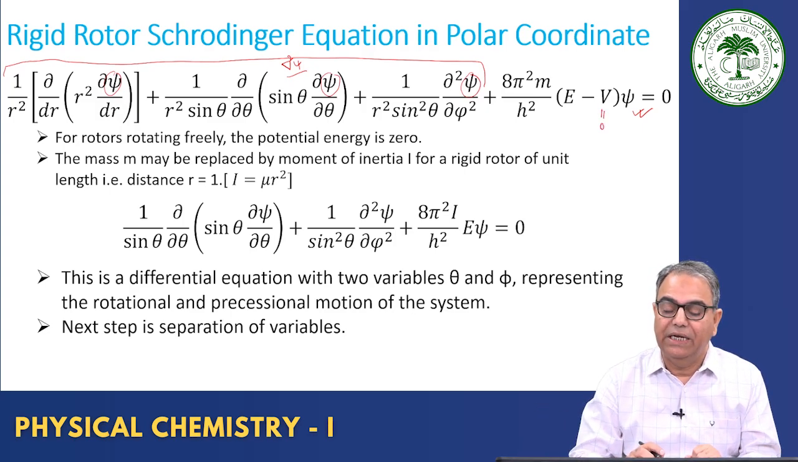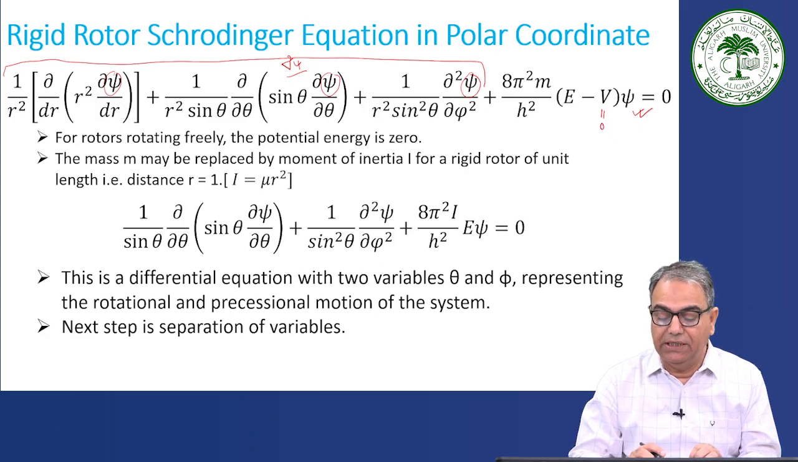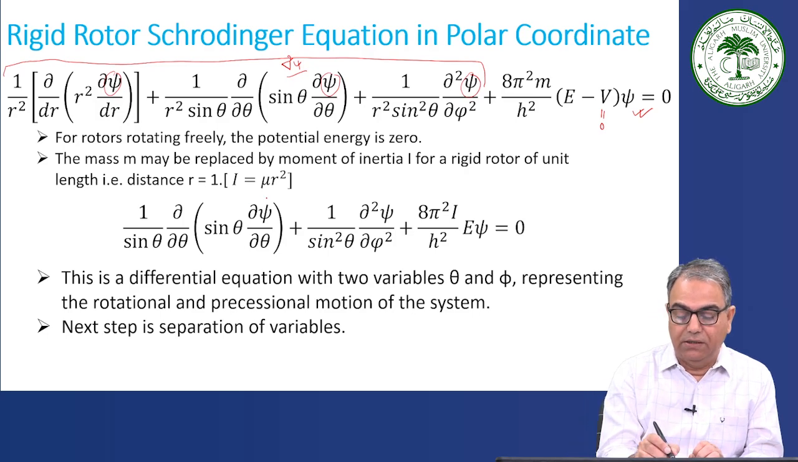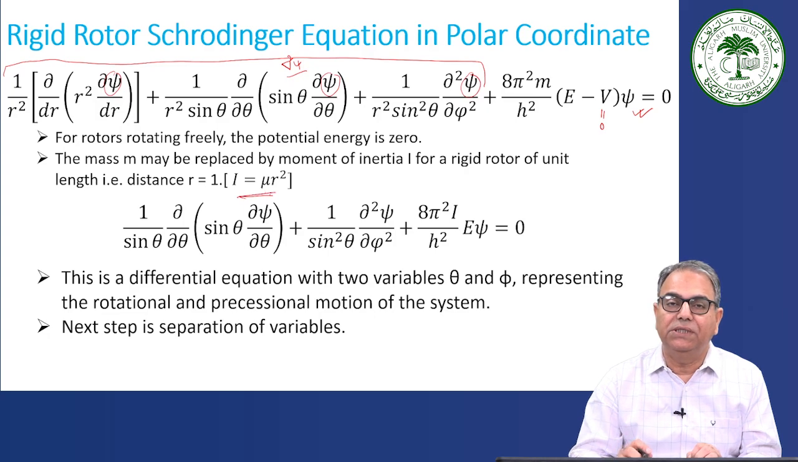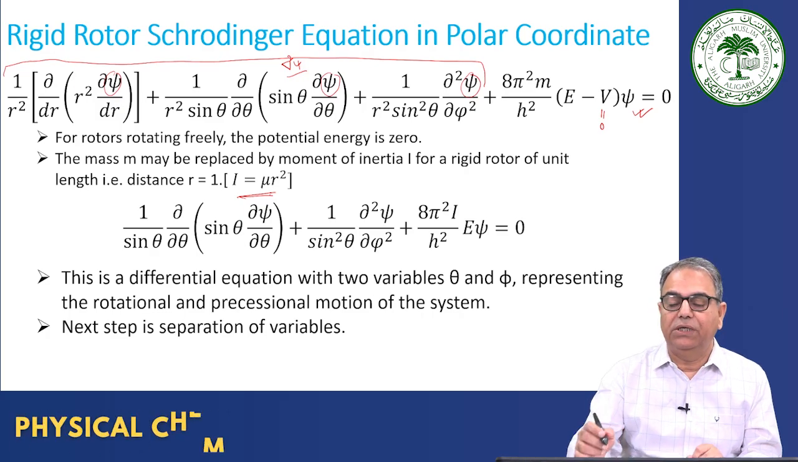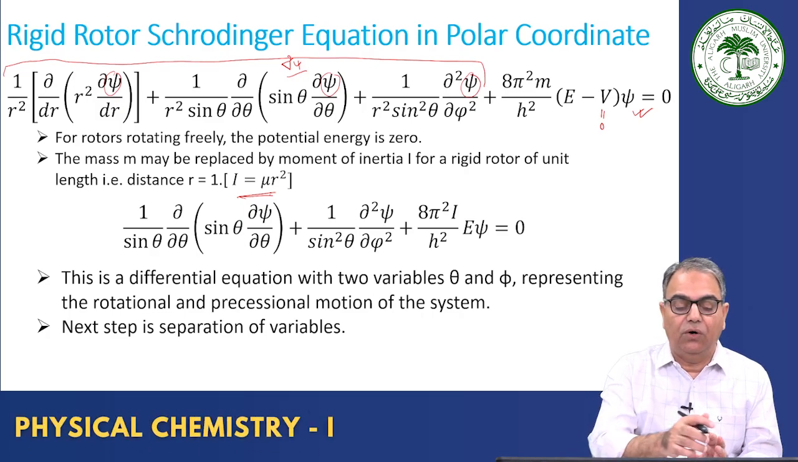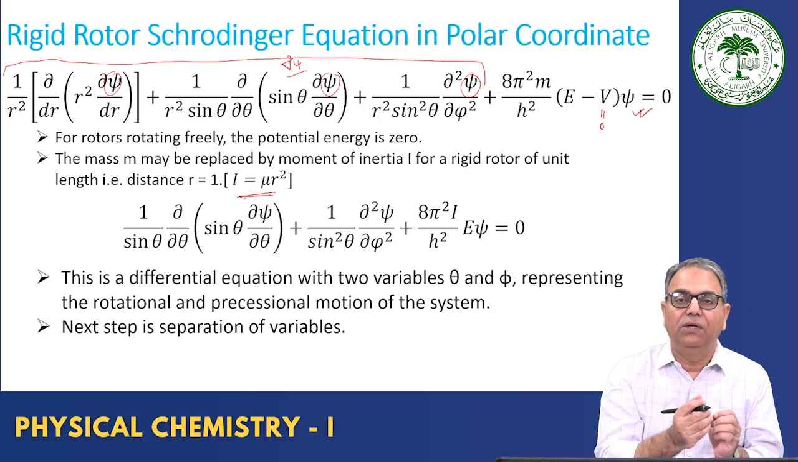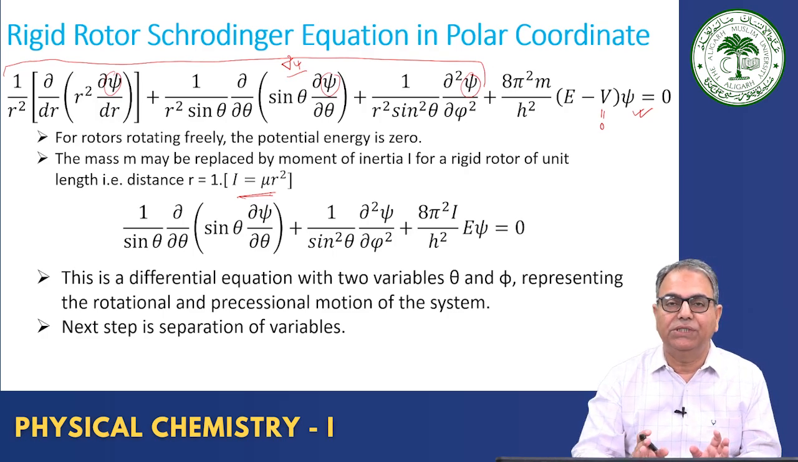And I have shown you from the classical rigid rotor concept that the moment of inertia I is equal to mu r square. And for the sake of simplicity, we suppose that the line joining the two masses m1 and m2 is of unit length. So, you take r as 1, and if you take r as 1, then the equation reduces to this. All the first term where you have r only goes away, because you do not have r which is changing, r is 1. So, the first term goes away.